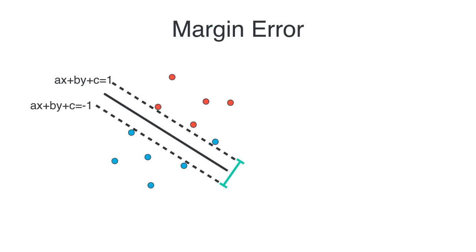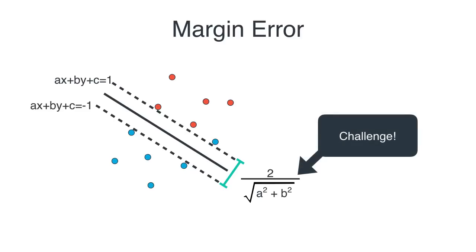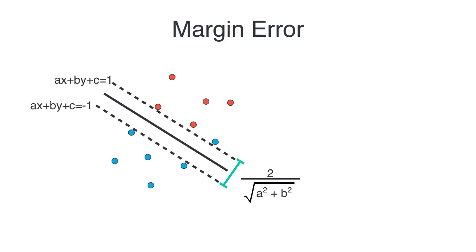I'm going to leave it as a challenge for you to do some math and show that this distance is actually 2 divided by the square root of a squared plus b squared. So I challenge you to prove this. What you have to do is play with linear equations and the Pythagorean theorem. And so now the question is, what can our error be?